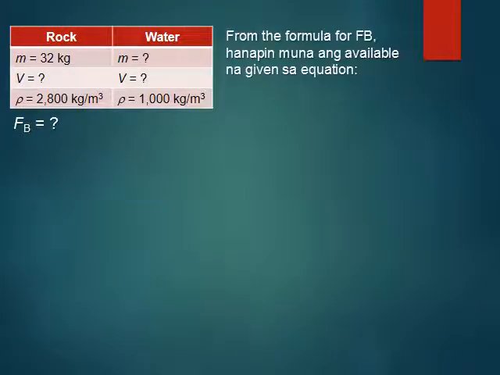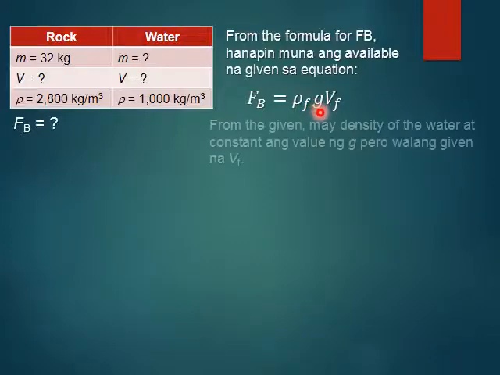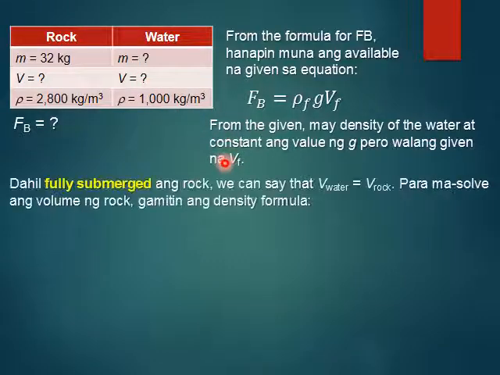Okay, so from the formula for FB, hanapin muna natin ang available na given sa equation. So alam natin that the buoyant force is equal to rho F G V F. Okay. So, from the given, may density of the water at constant ang value ng G, pero walang given na VF. Okay? So, paano natin mako-compute yung VF? So, remember na yung object natin ay fully submerged. Okay? Fully submerged yung rock. Kaya pwede natin sabihin na yung volume ng displaced water is also equal to the volume of the rock.